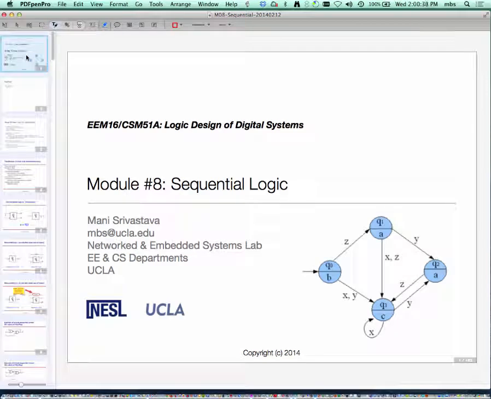Okay, so let's start. With this module, we are going to move to a very different type of digital circuits, namely sequential circuits or sequential logic.